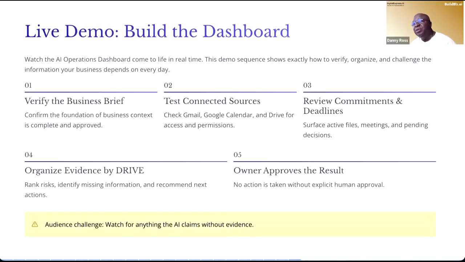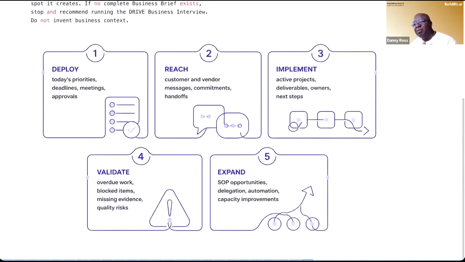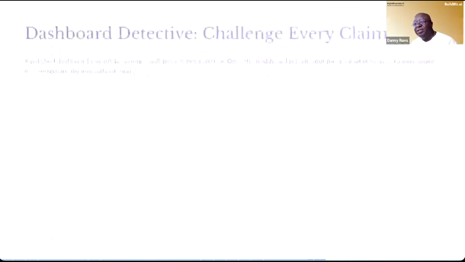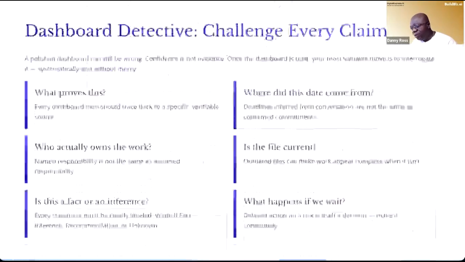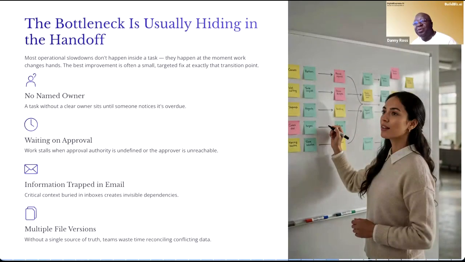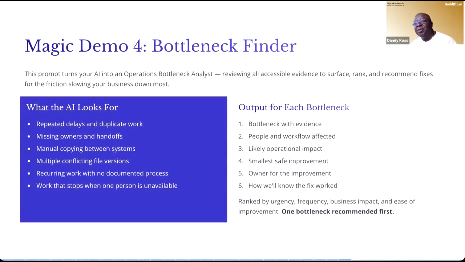And so we already did the business brief. We already tested the connections. We've already done the step through of these things here. Again, it's just kind of breaking it down so that you can easily see where we're going. Let's keep going here. All right, bottleneck, no named owner. Yep, we've talked about that.